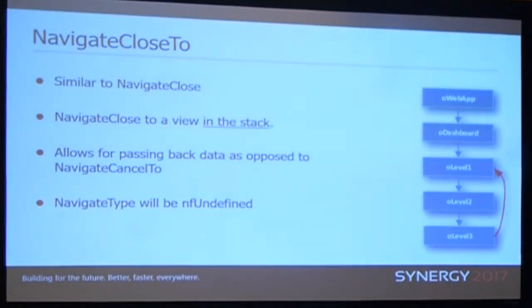So like I said, normally you would say navigate close, so it goes back one level. But if you want to skip a certain number of levels, then you can say navigate close to, and you pass the object you want to close down to. But of course, that object needs to be in your stack. You cannot close down to some other object. Right.